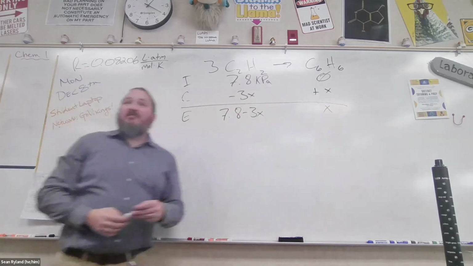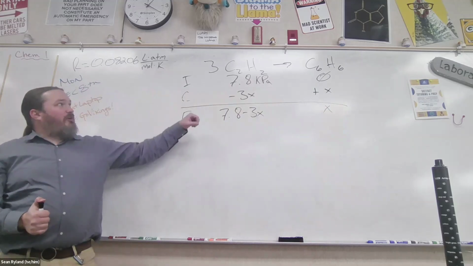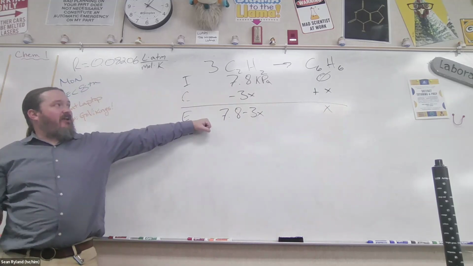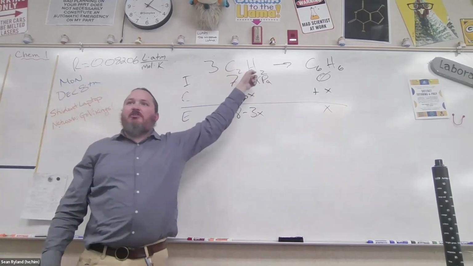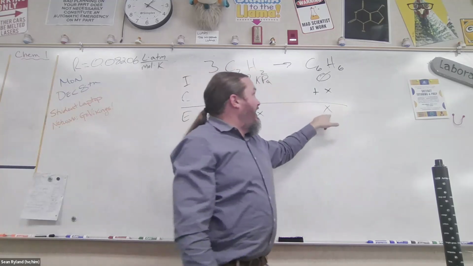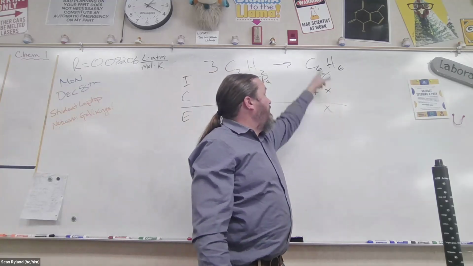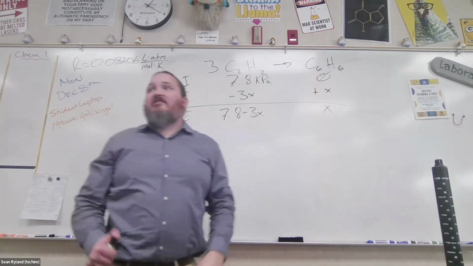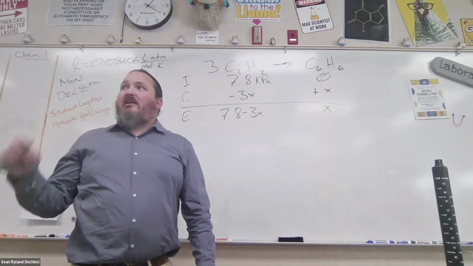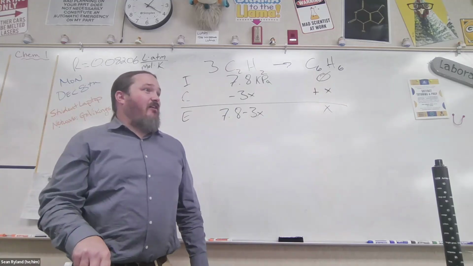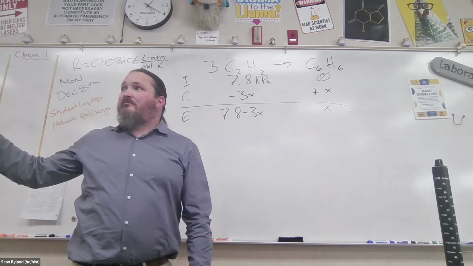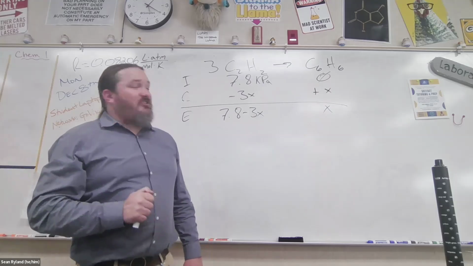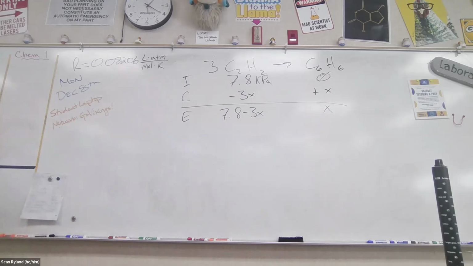We don't know what x is, but we know at the end, 7.8 minus 3x is how many pressure units we have of the C2H2. And we're going to have x kPa of C6H6. So I'm going to leave that like that for now. See if you can figure out, given the information in the problem, how do we solve for x? How do we figure out what x is?